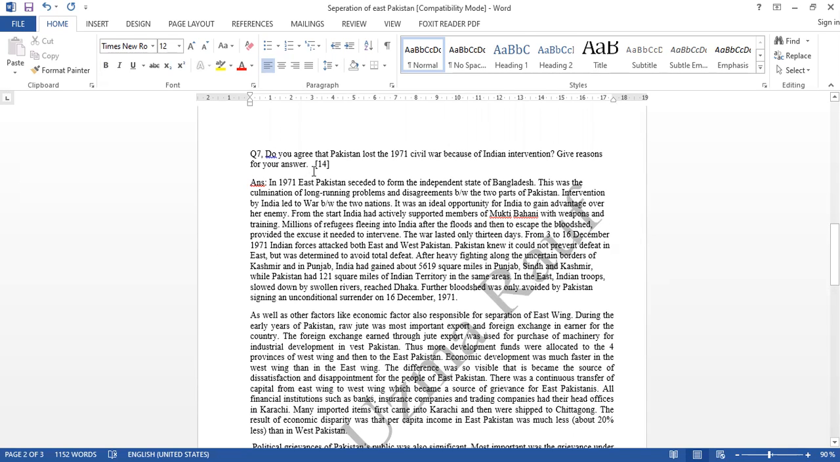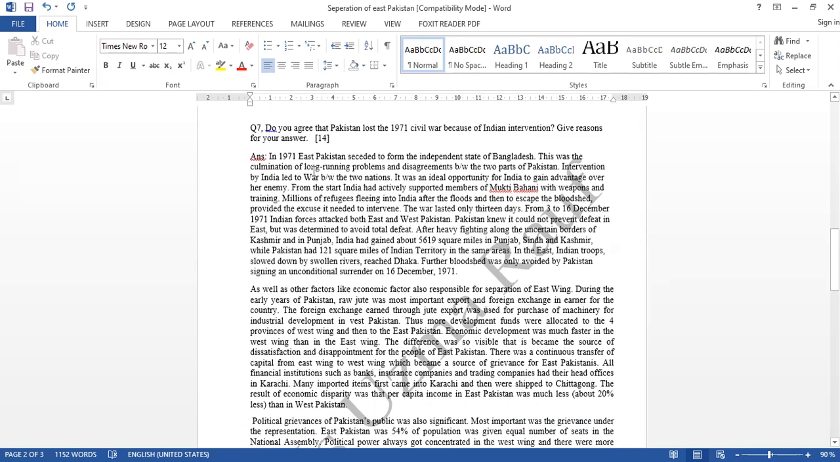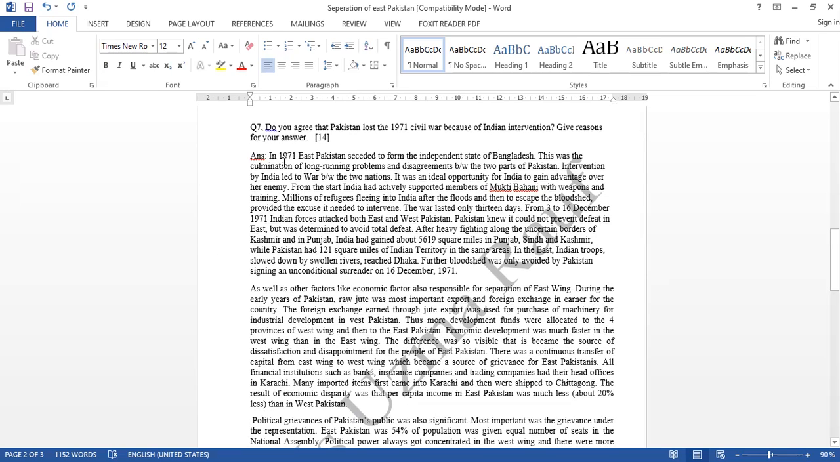Give reasons for your answer. Right? When we talk about the reasons of separation of East Pakistan, we can be given different types of questions, but when you are planning your answer, you are discussing the reasons. It may be political reasons, constitutional, economic, or social reasons. So we are discussing here.